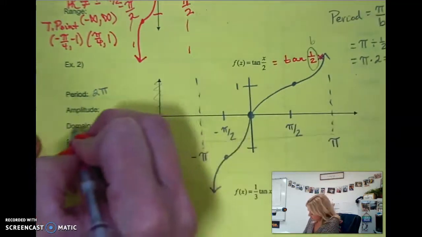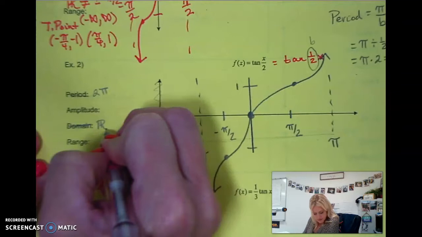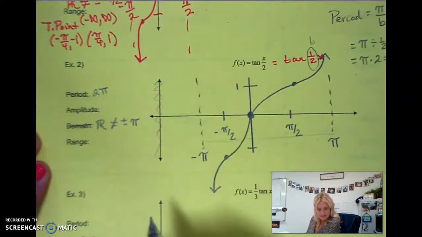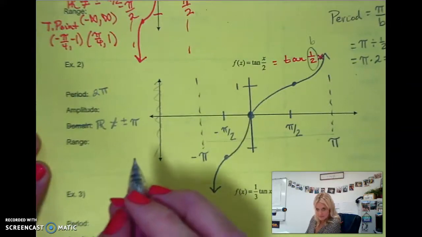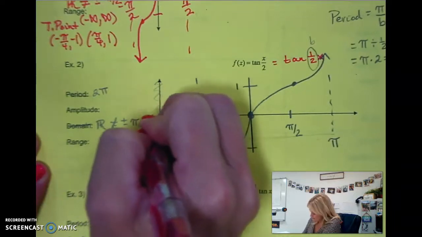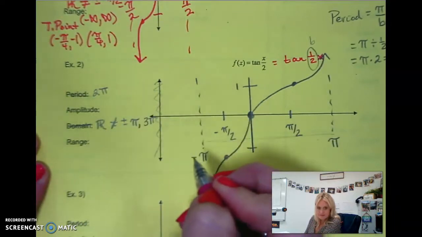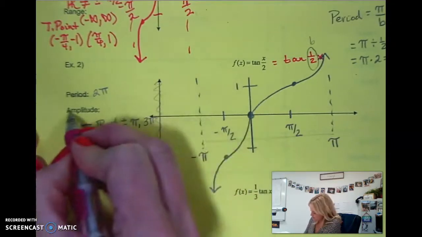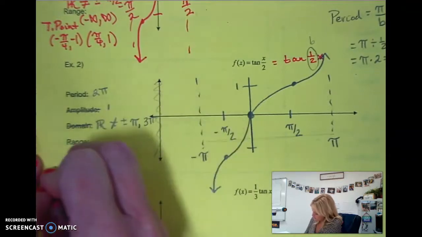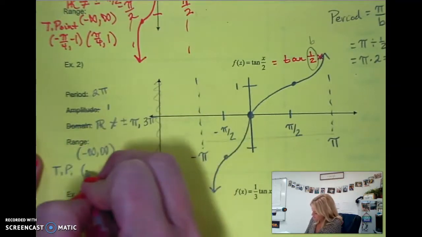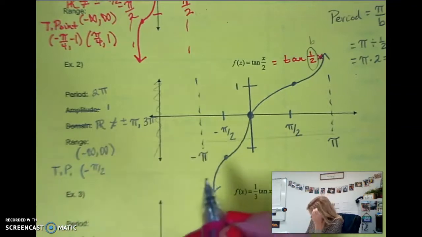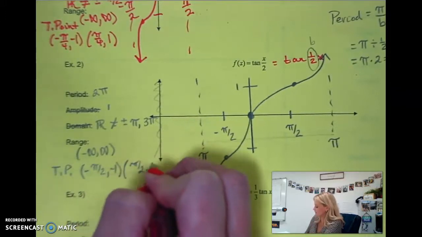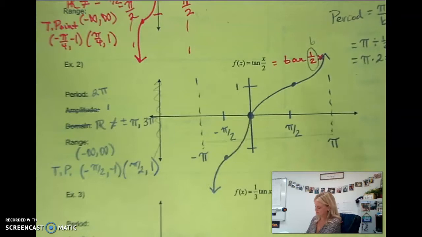So my domain this time is all real numbers, except it does not include all of the pi's. And then you could list the second one, which would be pi over 3. Range is negative infinity to positive infinity. My amplitude technically is 1, but the turning points happen now at negative 1/2 pi, negative 1, and positive 1/2 pi, positive 1. Okay?